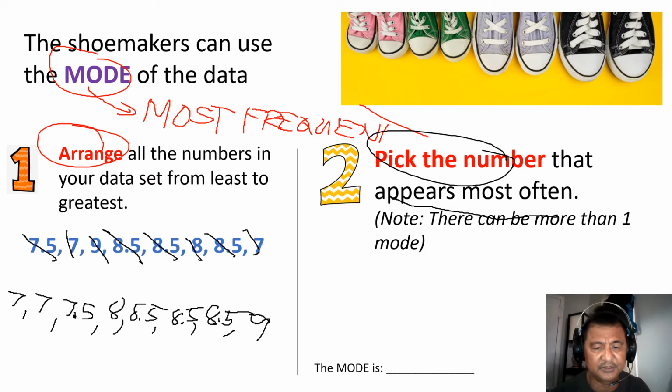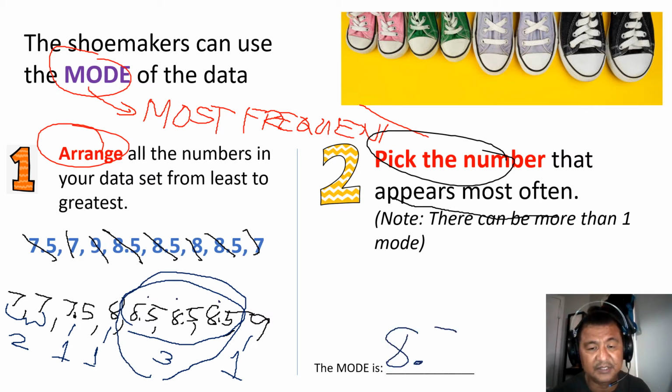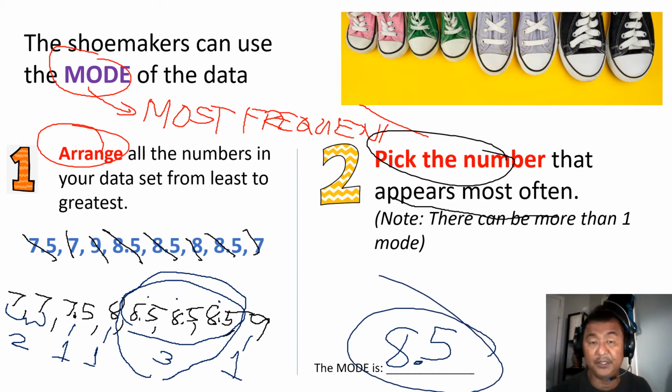Let's evaluate these numbers. 7. Whoa, there are two 7s. And then there's only one 7.5. 8, there's only one. Wow, look at this. Three sizes of 8.5 shoes were bought. So which shoe was sold more? The 8.5. It appeared most often, so the mode is the size 8.5. So the shoemakers would say, "Yeah, now let's make more of the 8.5 because next week they'll be buying this size."